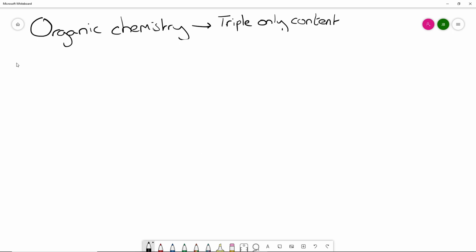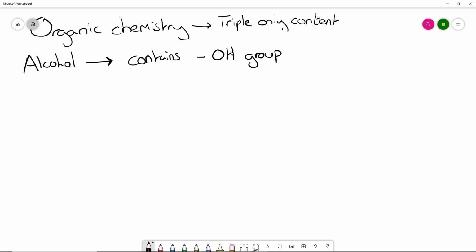So, alcohol. It contains an OH group. By OH, I mean oxygen, hydrogen. So, we only need to know the first 4. So there'll be methanol, ethanol, propanol, and butanol.